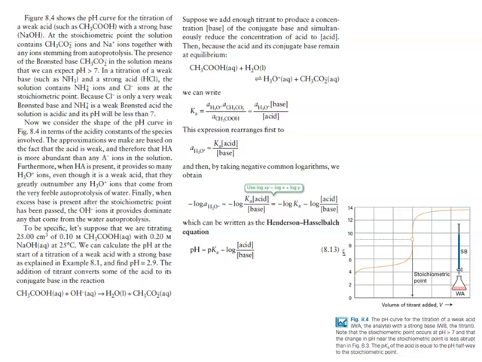To be specific, let's suppose that we're titrating 25 cubic centimeters of 0.10 molar acetic acid with 0.20 molar sodium hydroxide solution at 25 degrees Celsius. We can calculate the pH at the start of the titration of a weak acid with a strong base, as explained in example 8.1, and find pH equals 2.9.